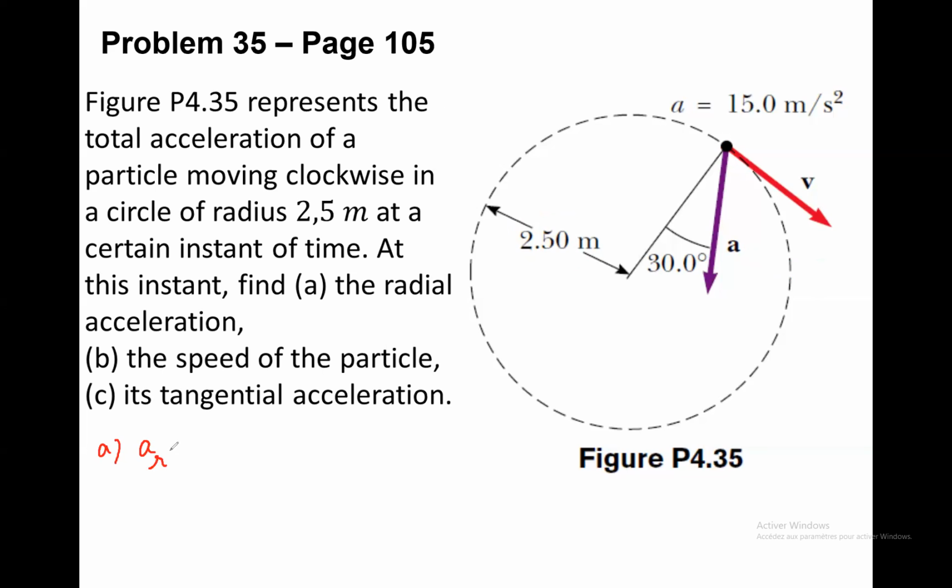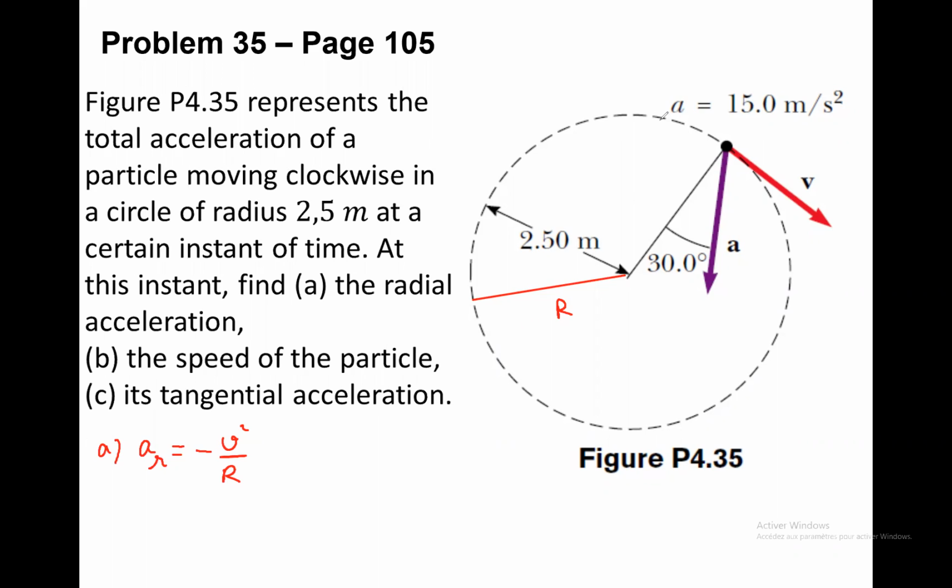By calculation, A radial is equal to minus V square over R. R is the radius of this circle, equal to 2.5. And V is the magnitude of the velocity, so V square is the magnitude of the velocity squared. It is a speed.